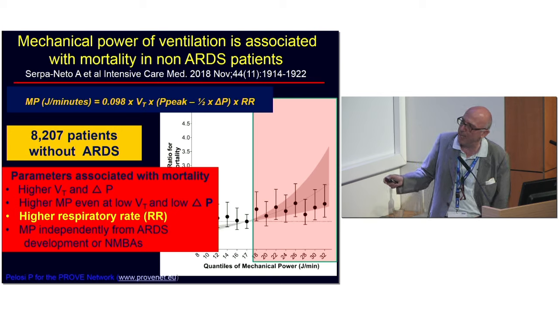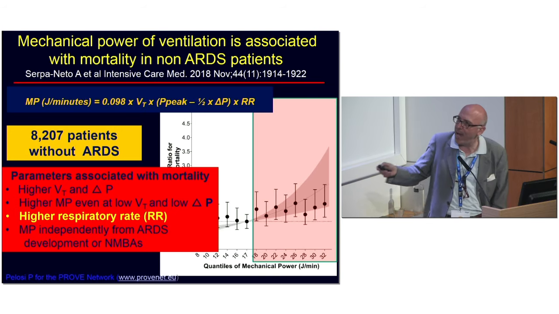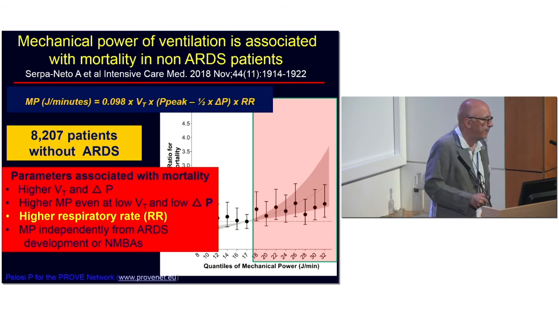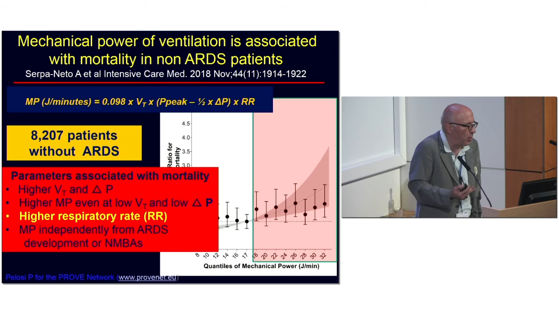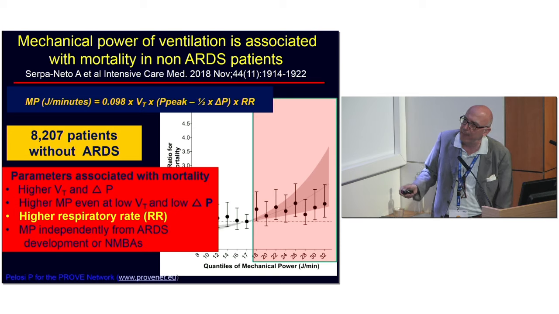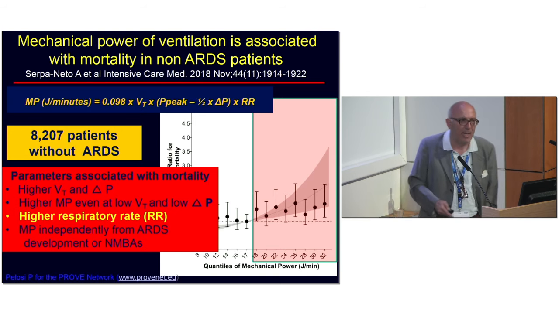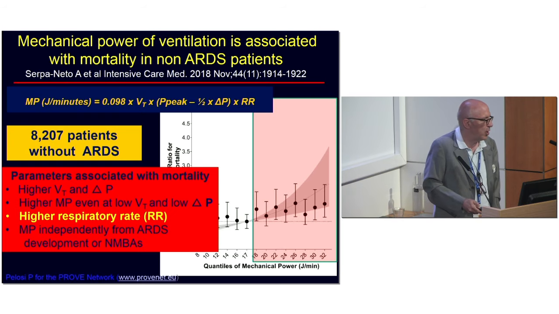And even when higher mechanical power was due to low tidal volume and low driving pressure, but likely high respiratory rate, we had an increase in mortality. So it's not enough to reduce tidal volume and driving pressure. This should be associated with the minimal respiratory rate acceptable for the patient. And interestingly, almost 20% of patients developed ARDS, and in these patients mechanical power was independently associated with mortality, even in ARDS, and without the presence of neuromuscular blockade.